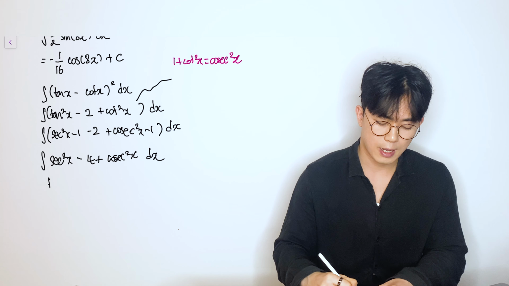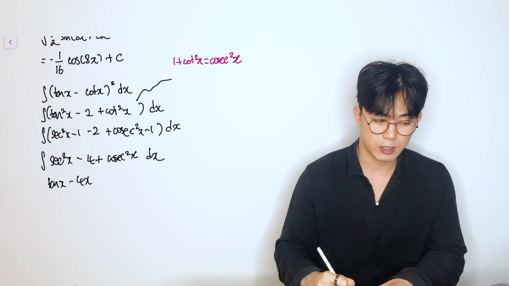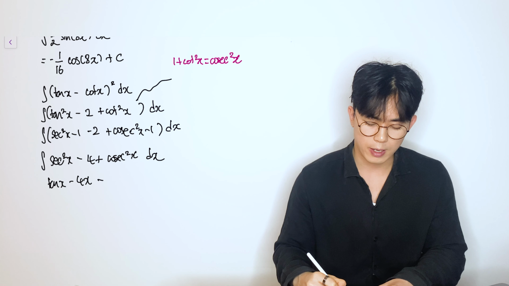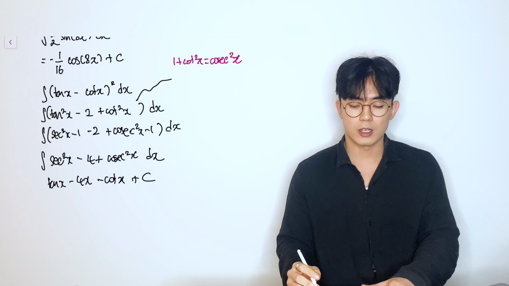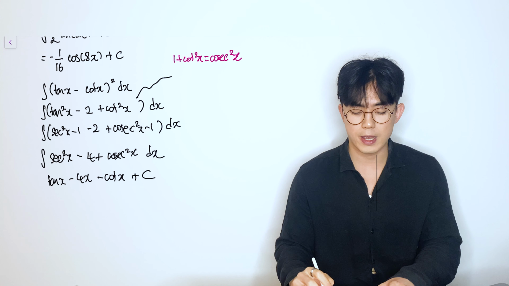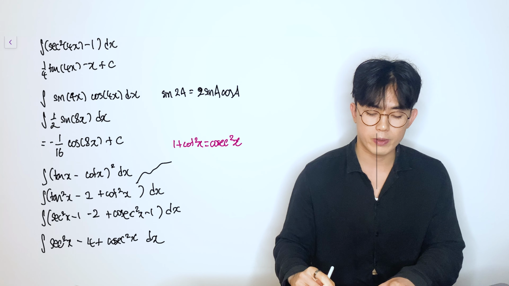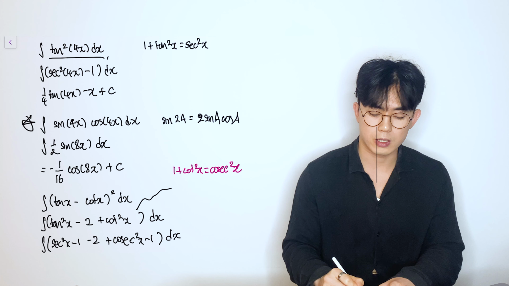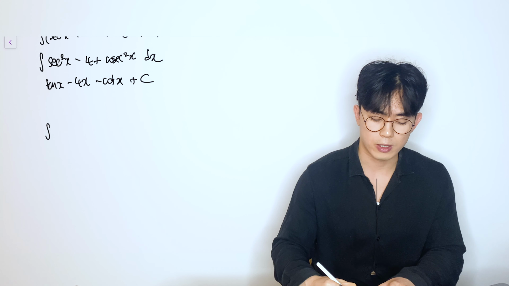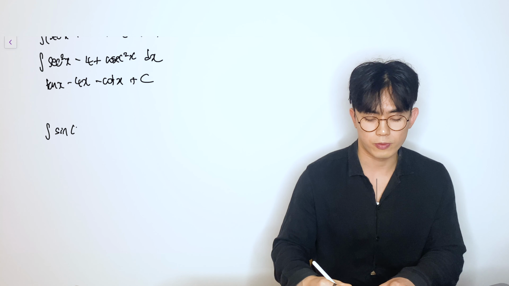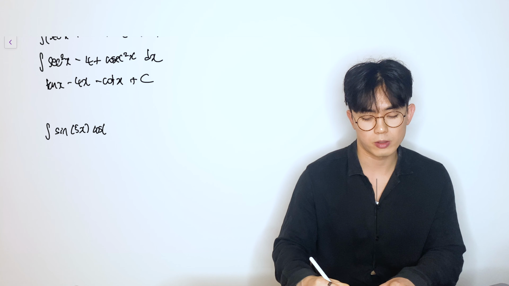And so this will be tan x minus 4x, and this will give us negative cot x plus c. Okay, moving on. Let's say I have a similar question to this one here, sine 4x cos 4x. But rather than that, I'm going to write it as integrating sine 5x cos 4x.